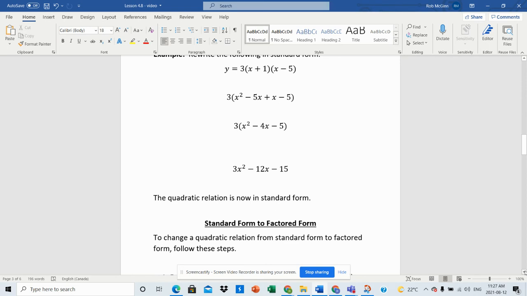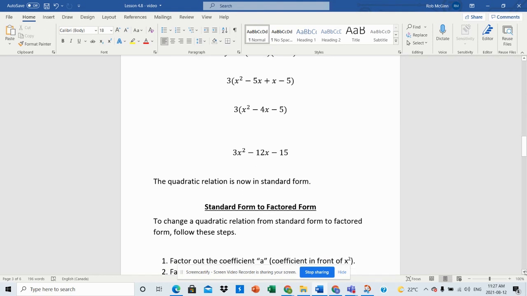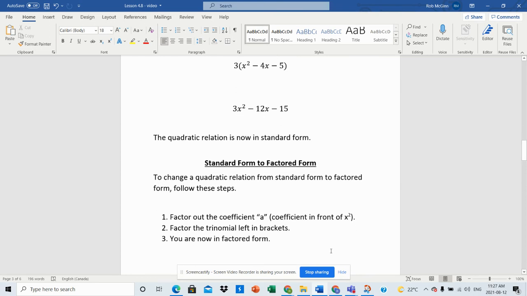So how about if we want to go from standard form to factored form? Well, to change a quadratic relation from standard form to factored form, we're going to follow these steps. Step 1 is we're going to factor out the coefficient a. So if there's a number in front of x squared, and I'm just going to go up here to this example, we can see a in this case is 3. So if we did want to change this from standard form to factored form, we would have to factor out the 3 from all of these terms first.